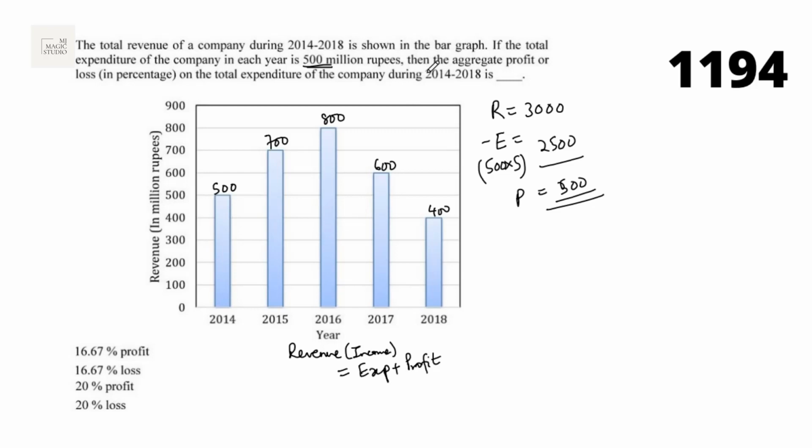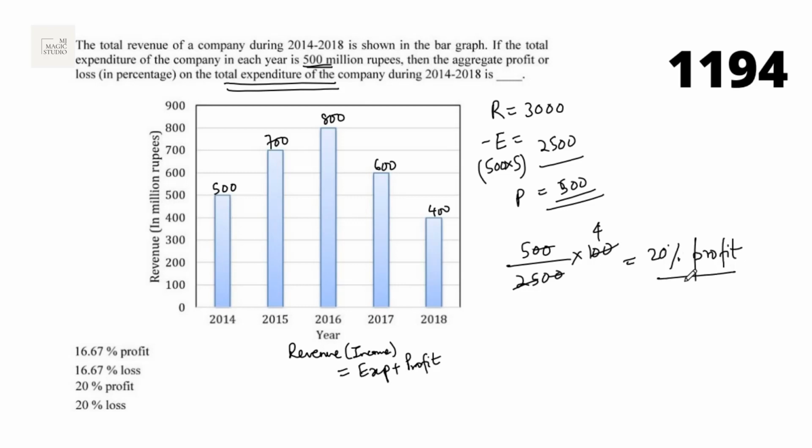Now the question, how much is the aggregate profit, that is 500, on the total expenditure of the company? Total expenditure is 2500, into 100. That comes to 20% profit. The company is having 20% profit on expenditure. The aggregate profit over 5 years over its expenditure is 20%. That means the company has earned 20% over its expenditure. Option C fits in.